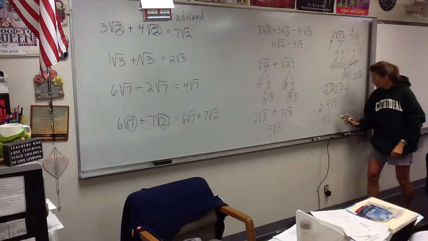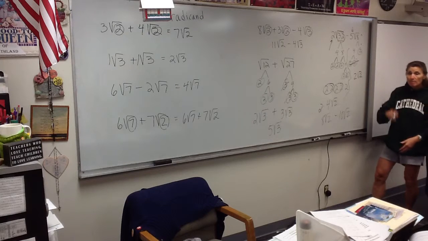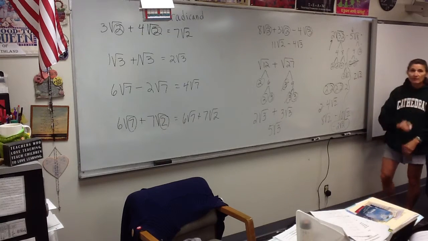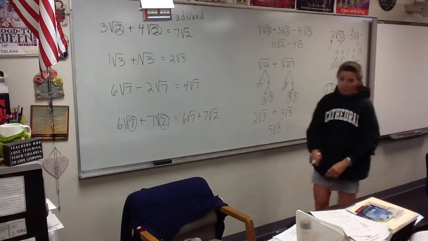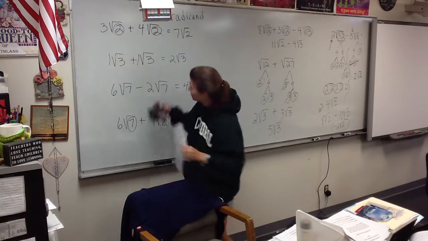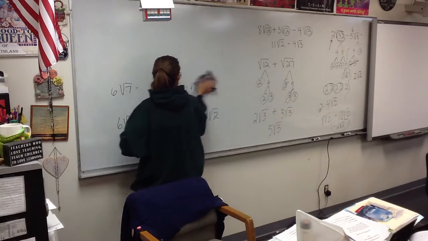Now I have 8 root 2 minus 10 root 2. Well, 8 root 2's minus 10 root 2's will be negative 2 radical 2. There is our answer. Ooh, those can be a little complicated. Let's try a couple more. Just 2, and we'll be done.